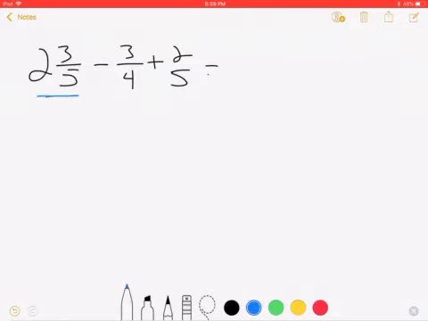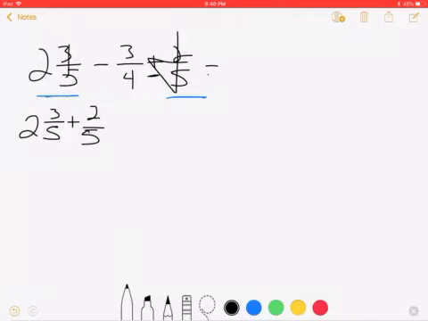I see I have a 5 here and a 5 here, so let me rewrite. Okay, so this would be 2 3/5. Now I'm going to take the symbol right before the second fraction, right? Plus 2/5. Okay, now I've used this. I've used this one. The only thing left is the last one. So then I'll do minus 3/4.